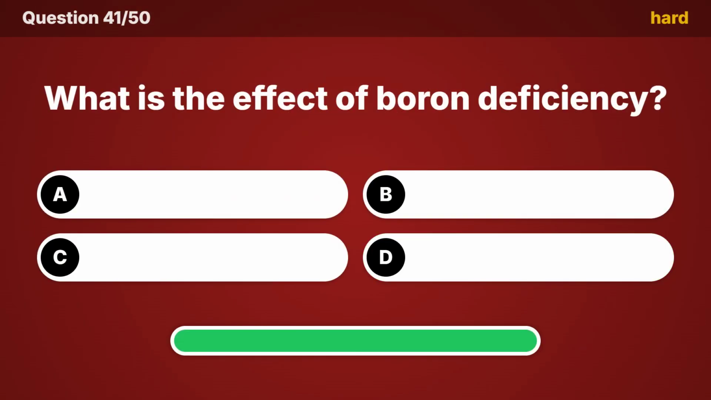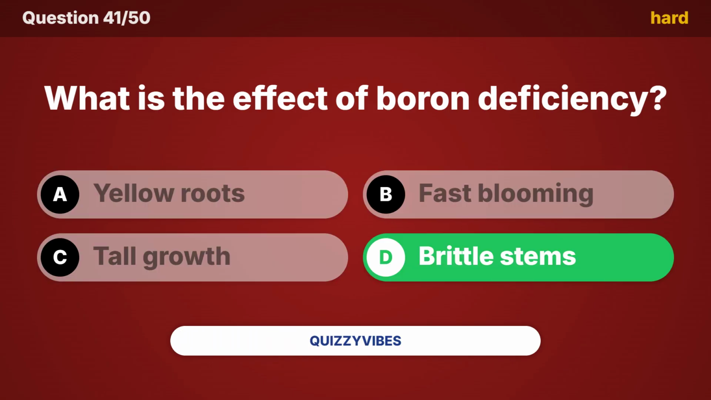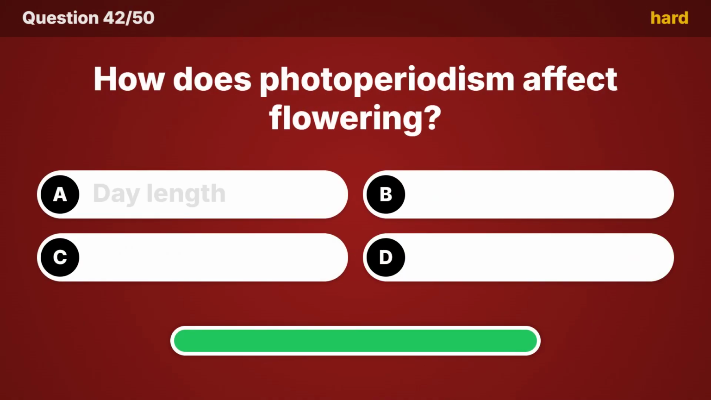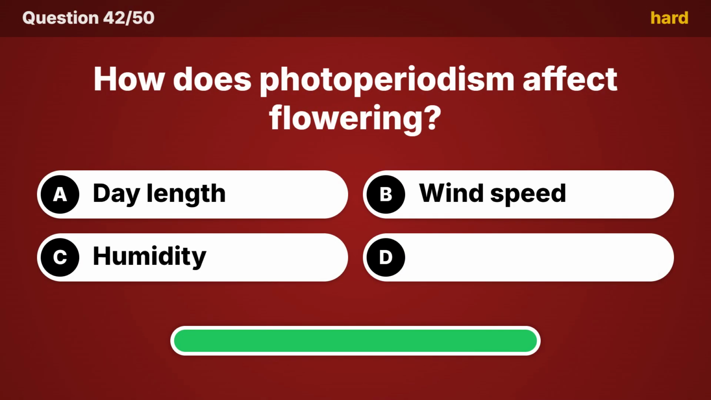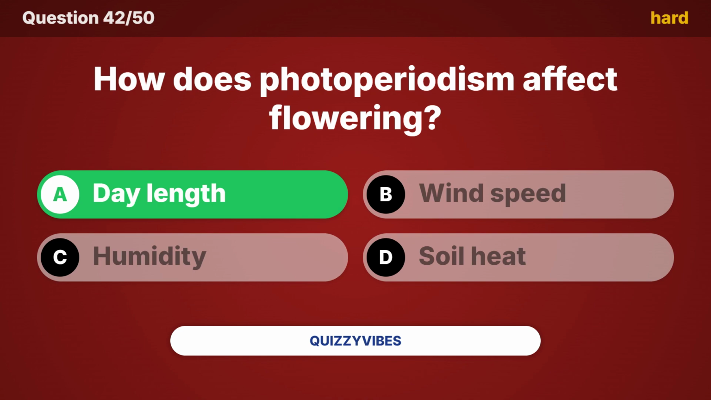What is the effect of boron deficiency? And the answer is brittle stems. How does photoperiodism affect flowering? The answer is day length.